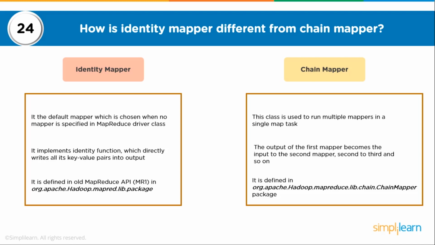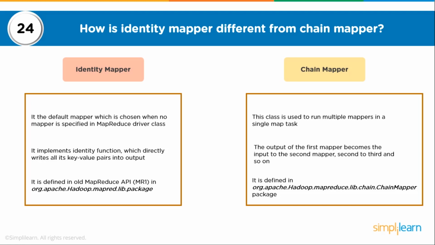So when you talk about mapper, identity mapper is the default mapper which is chosen when no mapper is specified in the MapReduce driver class. So for every MapReduce program, you would have a map class which takes care of your mapping phase, which basically has a mapper function and which would run one or multiple map tasks, right? Your program would also have a reduce class, which would be running a reducer function, which takes care of reduce tasks running on multiple nodes.